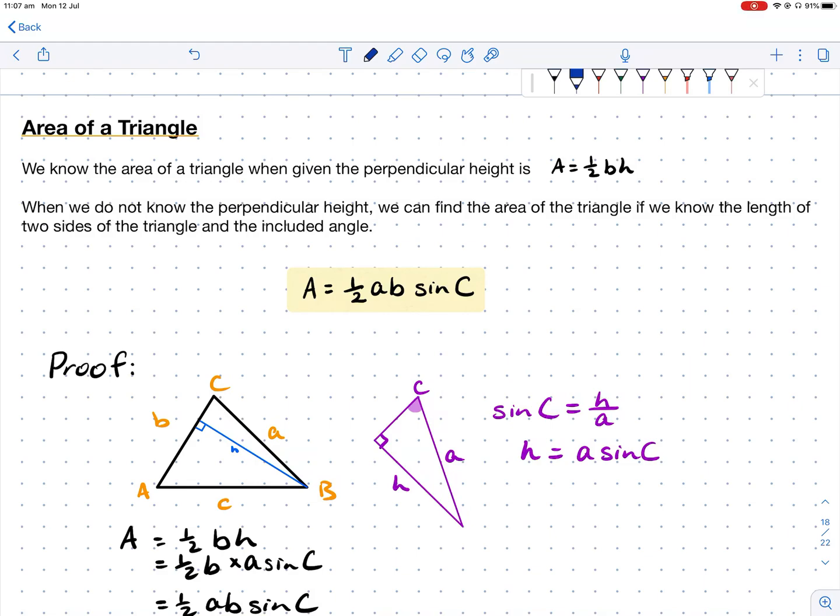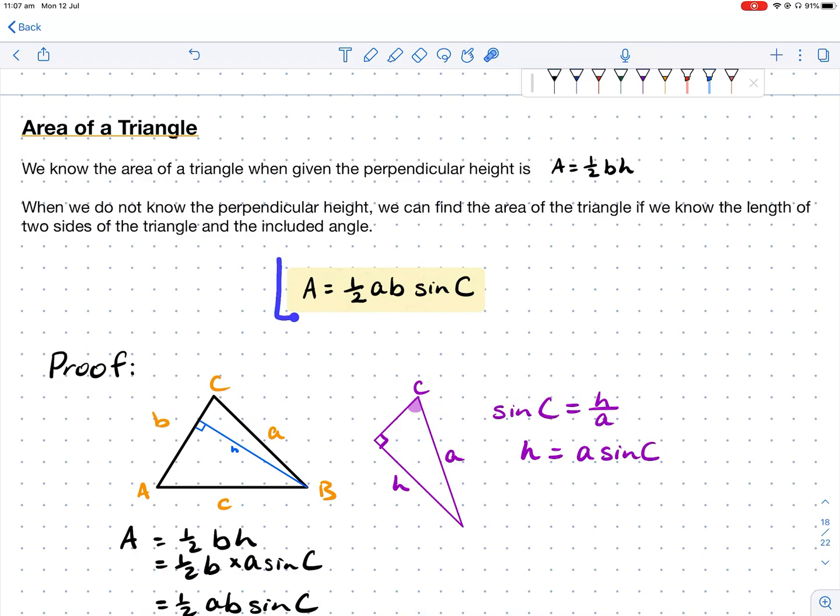The next section we're looking at is finding the area of a non-right angled triangle. If we had a right angle in our triangle, or if we knew the perpendicular height, we can easily just use the formula A equals half times base times height. But if we get a triangle where we don't know the perpendicular height, or it's not given to us in any way, what we need is a different formula.